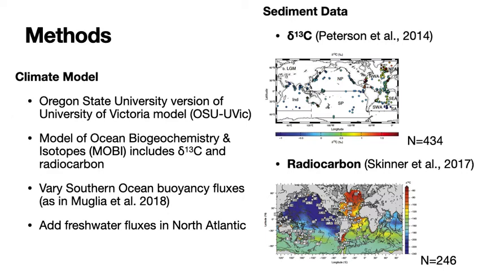The sediment data here is just two quick maps, on the top, the C13 distribution. We use the compilation from Peterson et al. 2014. So this data set has just over 400 data points, but you can see most of the data are in the Atlantic, with relatively less data in the Pacific and Indian Oceans. And the lower map here shows the radiocarbon compilation by Skinner et al. There we have almost 250 data points and a more even distribution between the Atlantic and the Pacific, although in this case there's almost no data in the Indian Ocean.